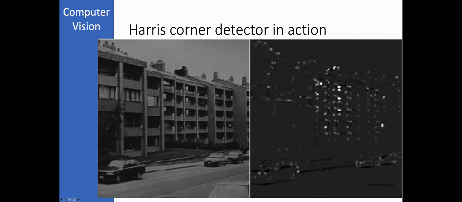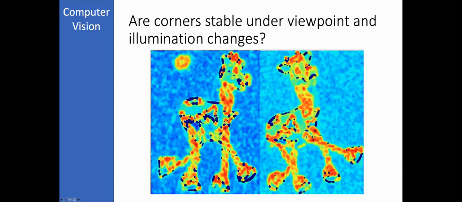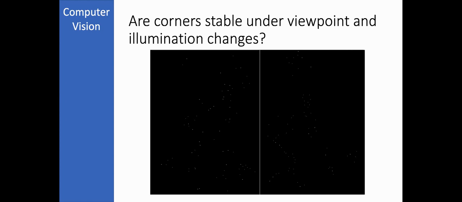So based on this topic, we can ask a very similar question: are corners really stable under different viewpoints and illumination changes? So can we really use them as points of interest reliably? And that we can visually test. Let's assume that I have this object in two different viewpoints and two different illuminations. Now I can apply the Harris corner detector, and this will basically be all the responses. Red means high, blue means low response. And then I can threshold this, and I will get all these points.